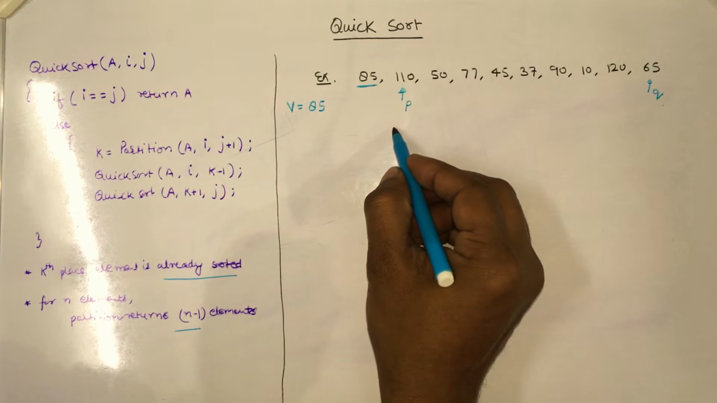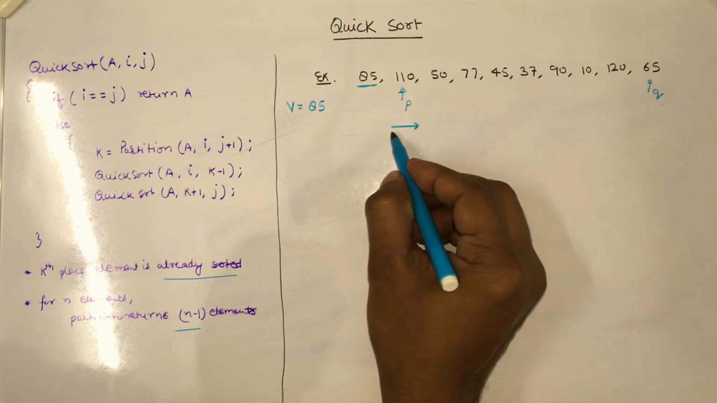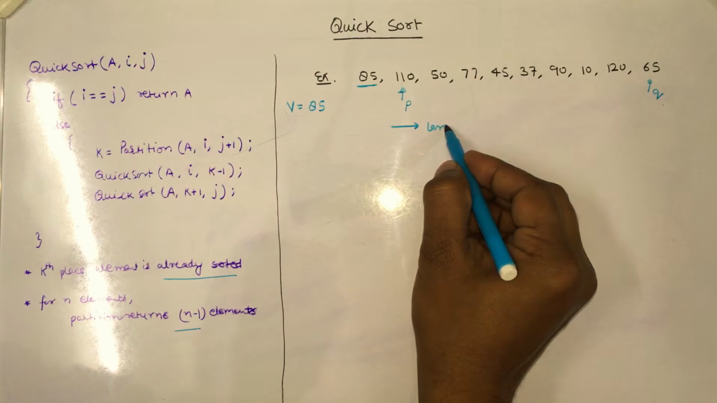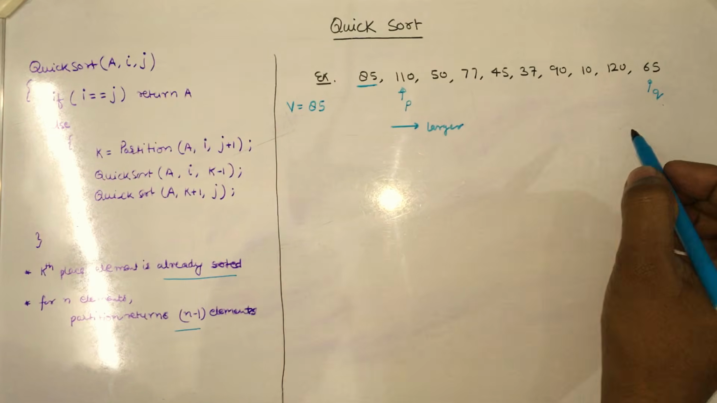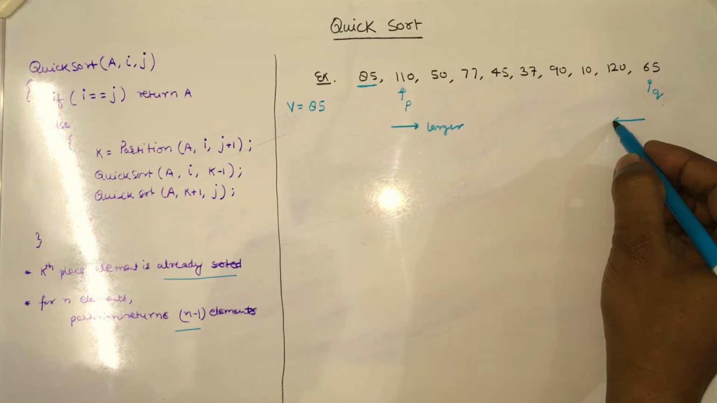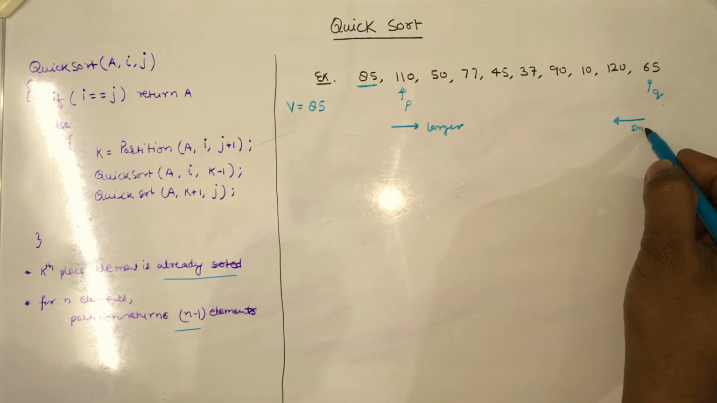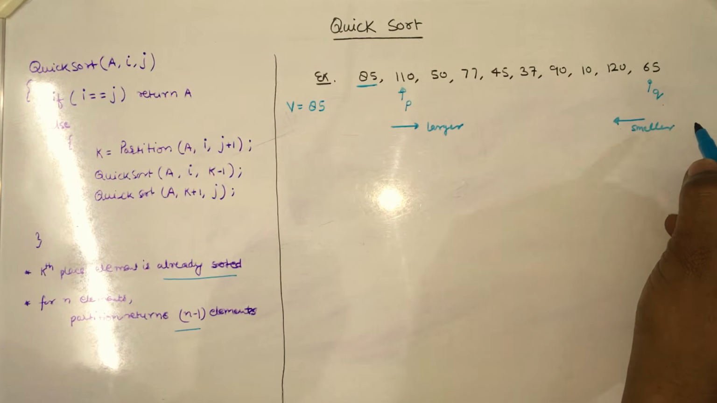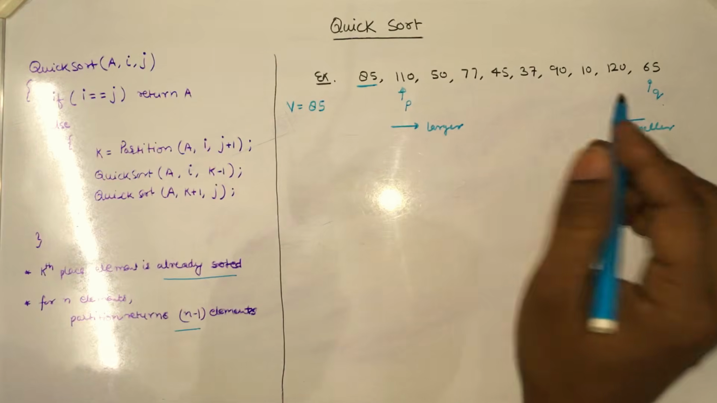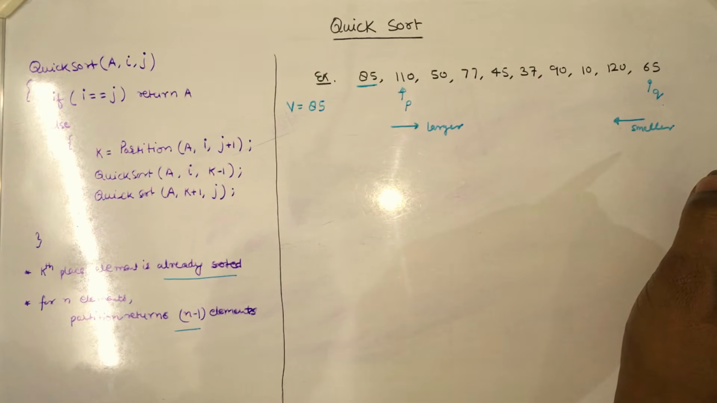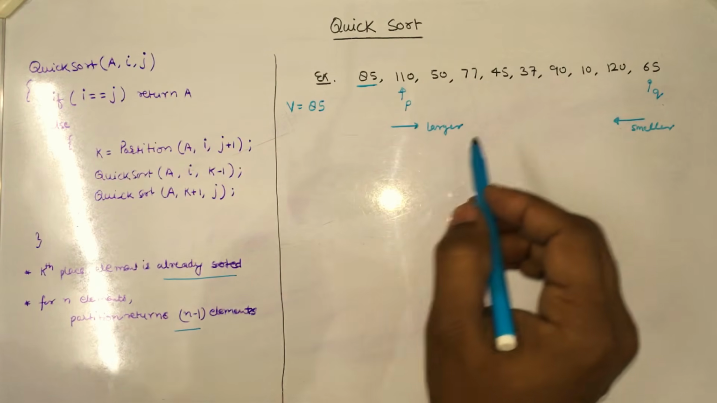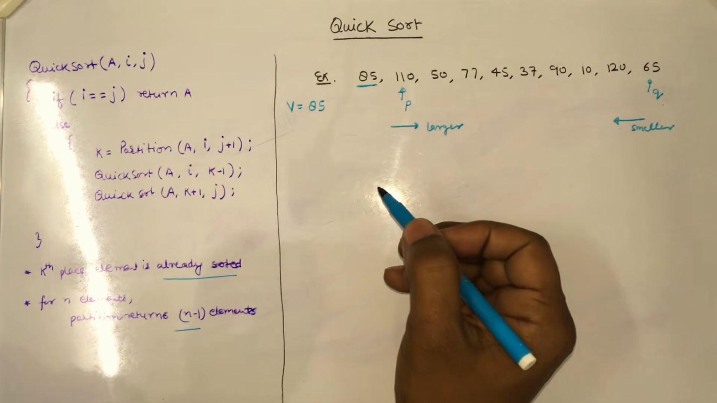So if you go in this direction, you always look for a larger element. When you get the larger element, you will stop. If you go in this direction, then you will always look for a smaller element than the pivot, and if you find the smaller element, then you will stop. So let's scan this array. In the first phase, let's scan this array.